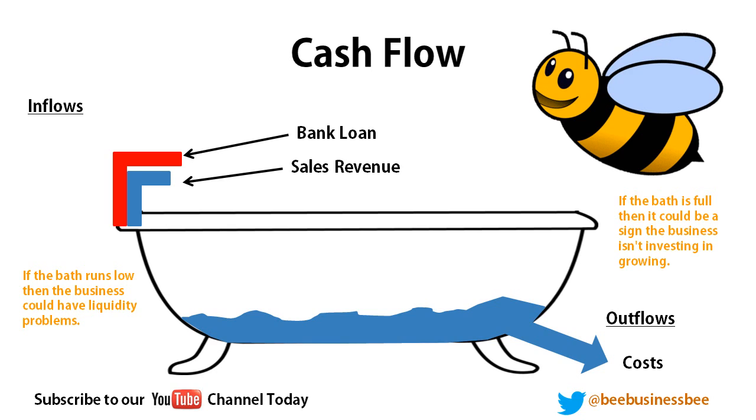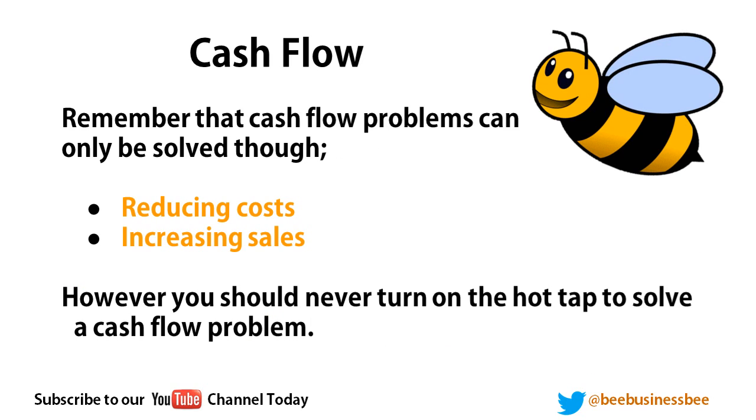So typically, there are only two solutions to a cash flow problem. And those are quite obvious. One involves your inflows, one involves your outflows. So you either reduce your costs, so make your plug hole smaller, or you increase the level of sales that you've got, i.e. make your revenue tap, your cold one, turn it on, make it quicker. You should never ever turn on the hot water tap borrowing money to solve a cash flow problem, because that's going to lead to long-term failure.